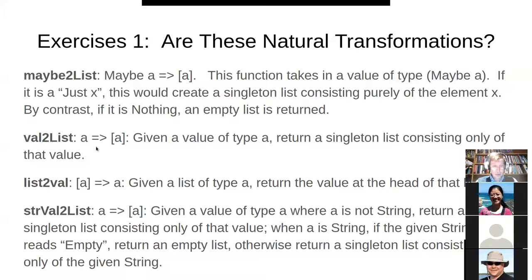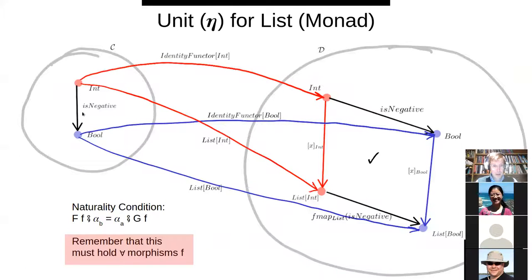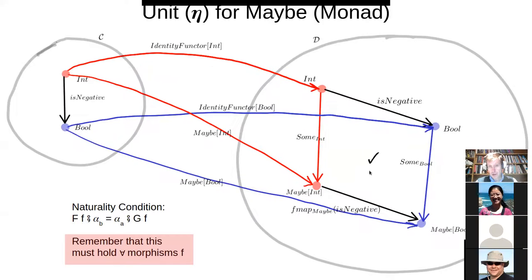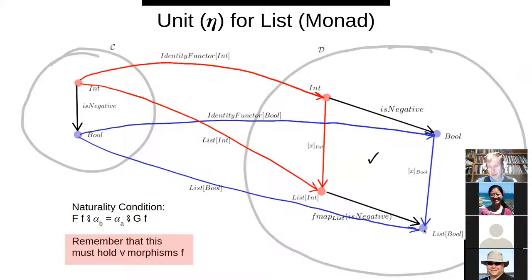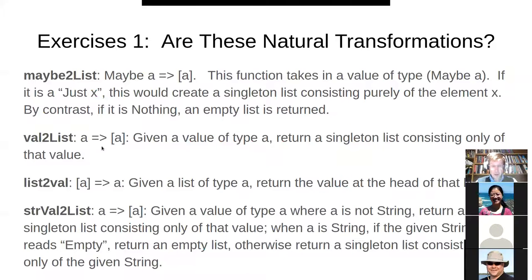But anyway, this is a natural transformation. So we could start with an Int, and we could map it with isNegative to get a Bool. And then we could inject that into a list, and we'll get a list of just that Bool. Or we could have injected the Int into a list, getting a singleton list of Int, and map it with isNegative to get a singleton list of Bool. Either way, we get the same result. If it's negative, this would be a singleton list of false. If it were positive, it would be a singleton list of true. Okay, so this is a natural thing.